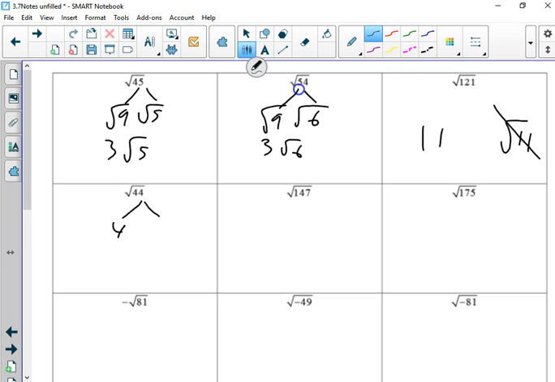Okay, 44 breaks down to 4 and 11. And just simply 2 radical 11. 2 square root of 11.